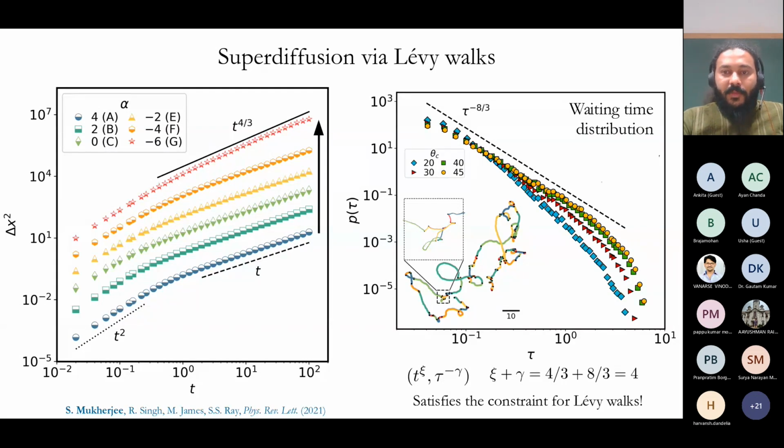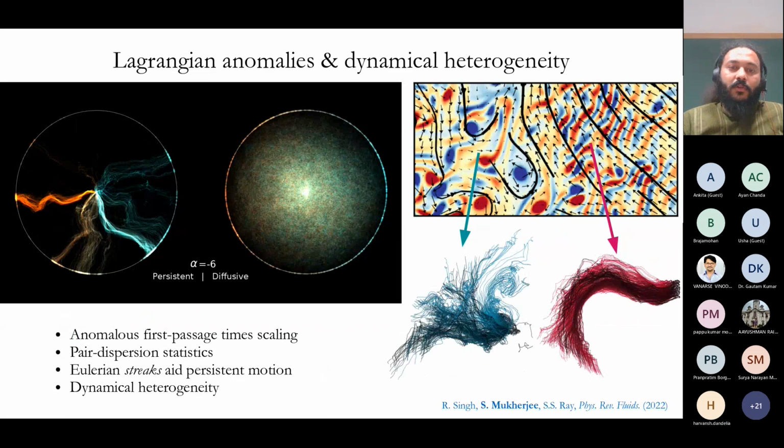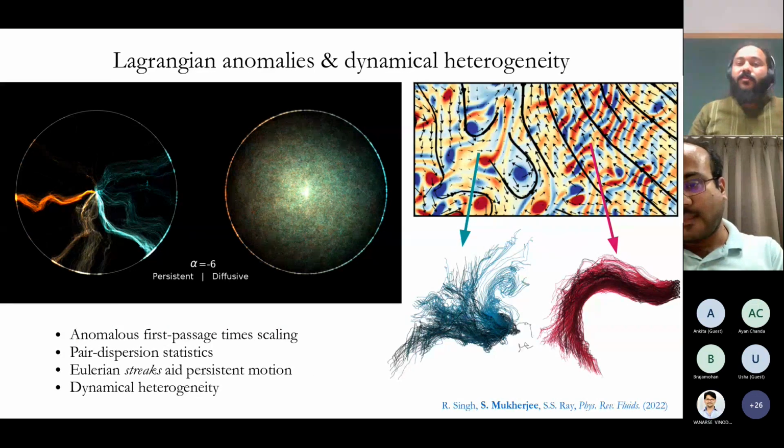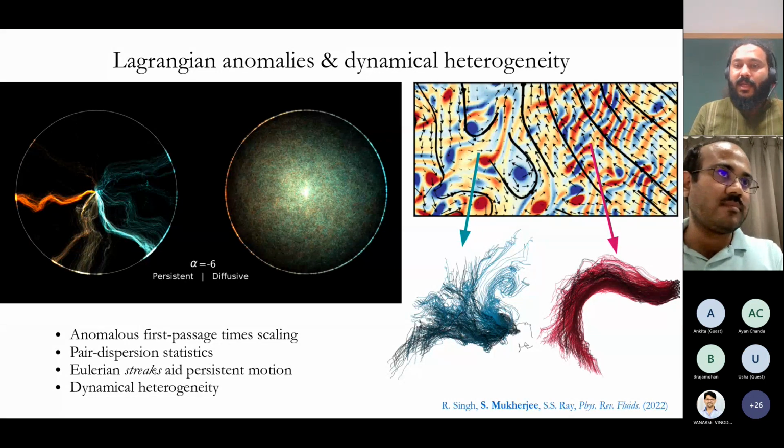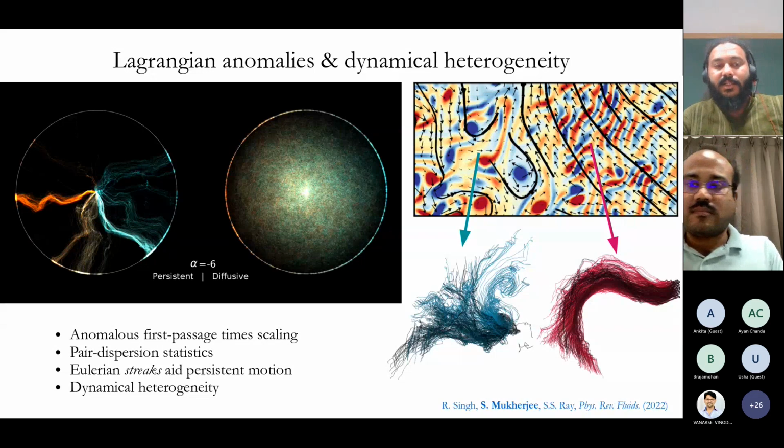I don't have much time to go into the details of a lot of other Lagrangian anomalies that arise, because you can imagine once there are Levy walks or some sort of superdiffusion in the system, any Lagrangian measurement you make is going to be affected by it. So we found that happening for first passage times. We found it for pair dispersion statistics.